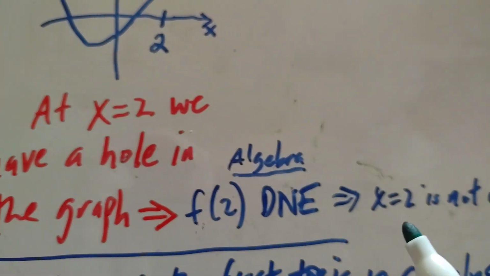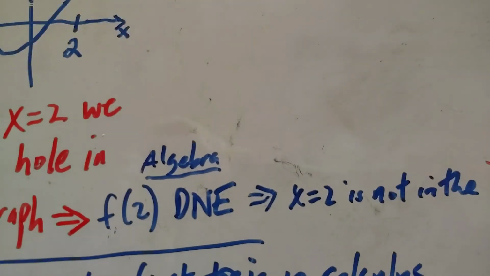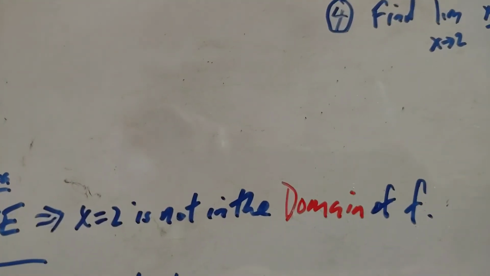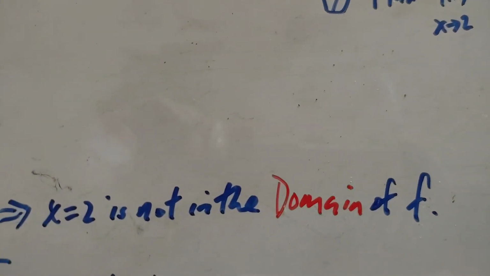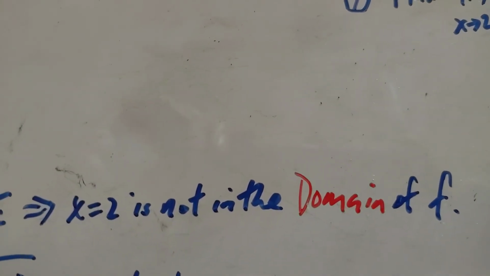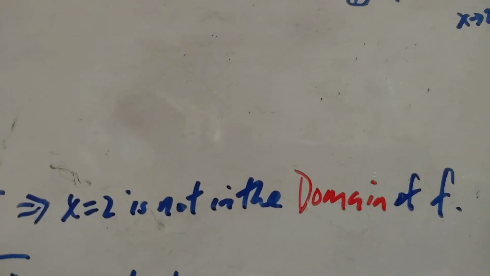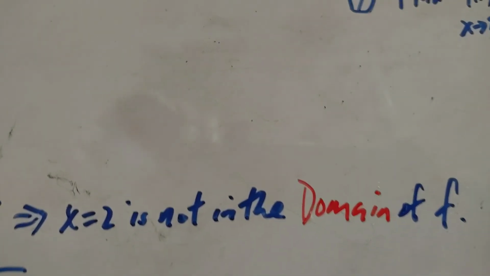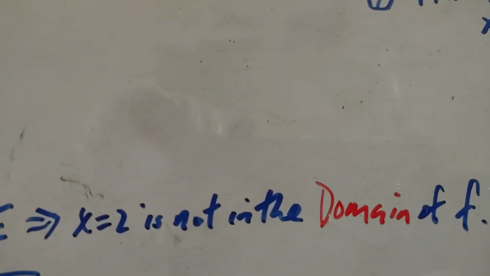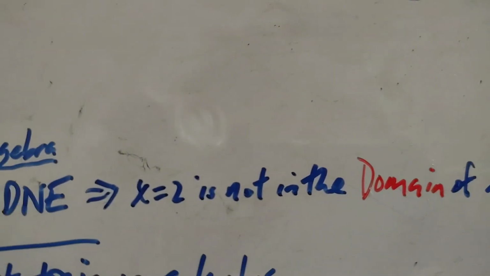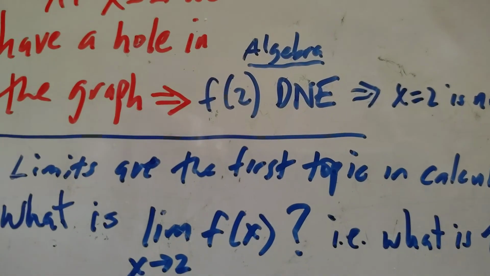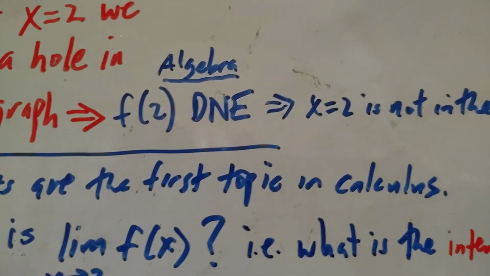In algebra, we say f of 2 does not exist. So if it doesn't exist, that implies that x equals 2 is not in the domain of the function, because to be in the domain, you have to be an allowable input. But 2 is not an allowable input for x, because there's a hole in the graph at x equals 2. Okay, so limits are usually the first topic in calculus.